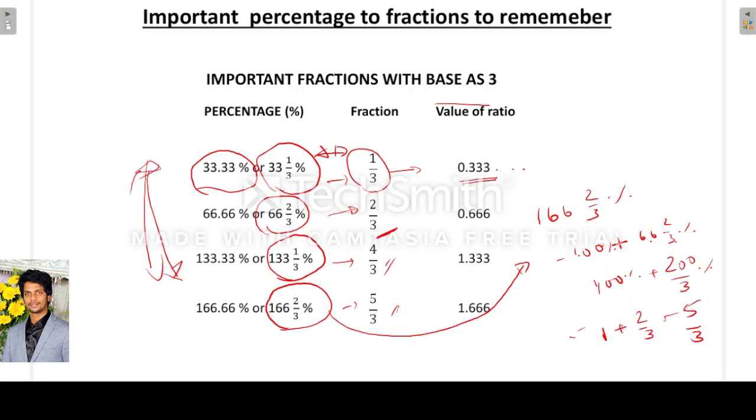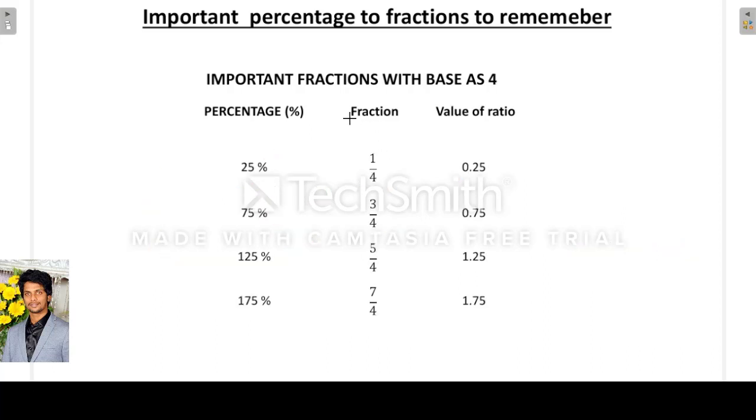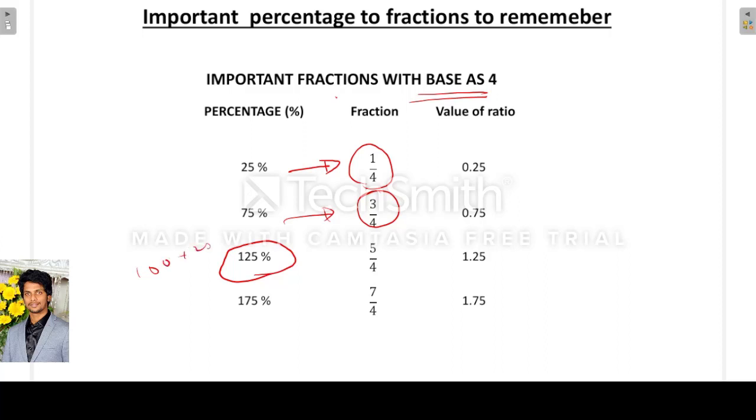Okay. Similarly, next are the important fractions with base as 4. 25% is nothing but 1 by 4. 75% is 3 by 4. Similarly, 125% means 100 plus 25%, right? So 1 plus 1 by 4, which is 5 by 4. Similarly, 175% is nothing but 7 by 4.